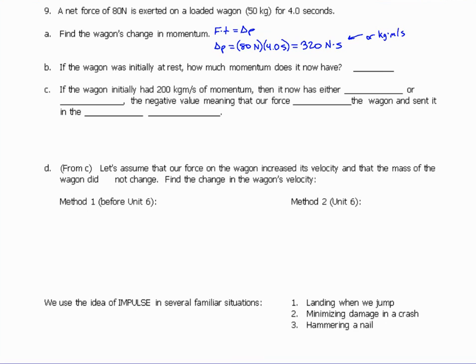If this wagon was initially at rest, how much momentum does it have now? If it was at rest, initially it had a momentum of 0. So now it has 320 kilograms times meters per second of momentum. These are the momentum units. These units, newton seconds, are impulse or change in momentum. Momentum itself is kilograms times meters per second.